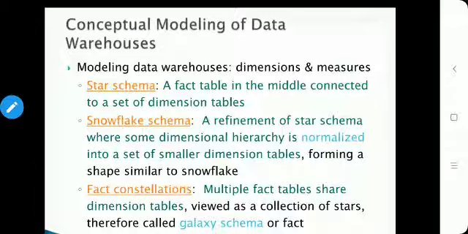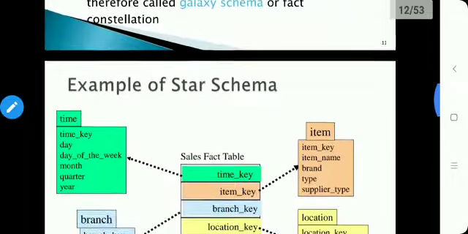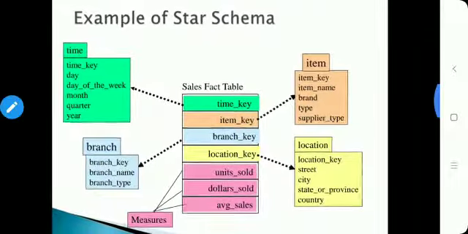So for that purpose, the data warehouse uses the multidimensional data model that can exist in the form of star schema, snowflake schema, and fact constellation schemas. So these schemas, we will see one by one. A star schema consists of a central table that is called the fact table, and it is surrounded by the dimension tables. This is the diagram of the star schema.